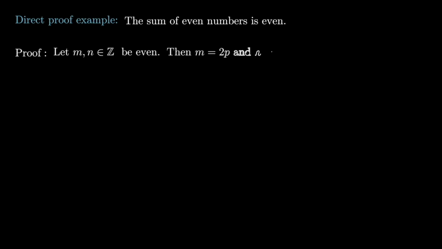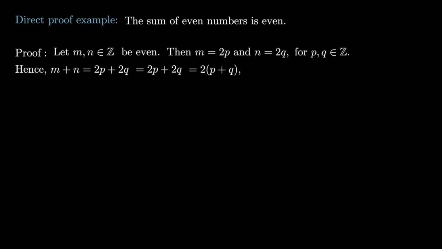By definition, this means that we can write m as 2p and n as 2q for some choice of p and q in the integers. Now, if we add them together, m plus n will be 2p plus 2q, but that's going to be 2 times p plus q, which is a multiple of 2 and therefore even.